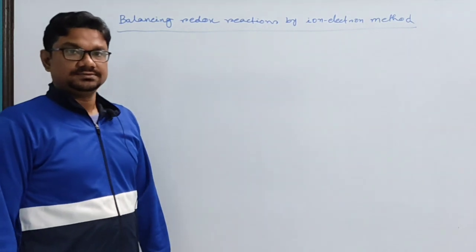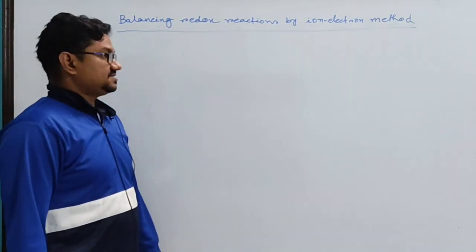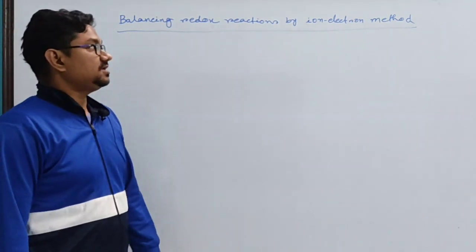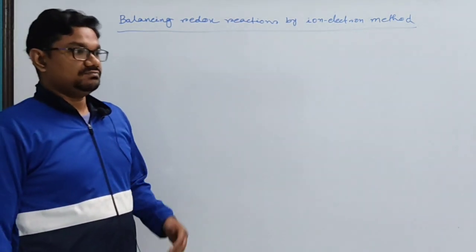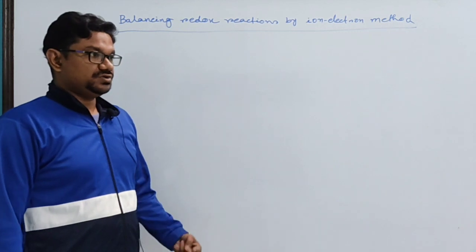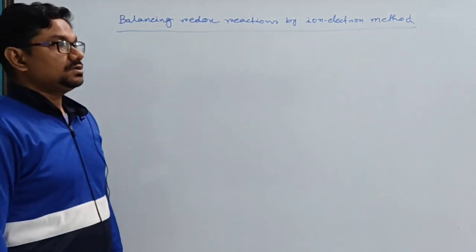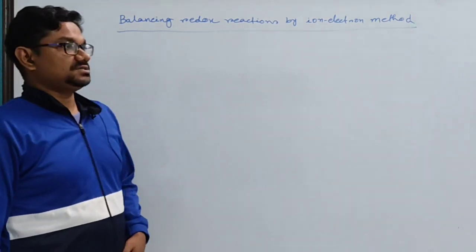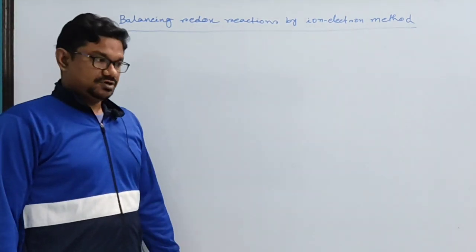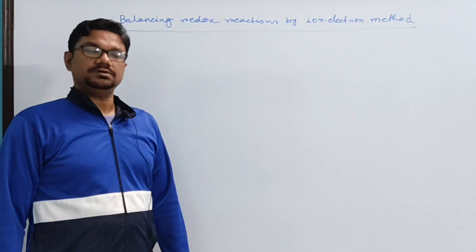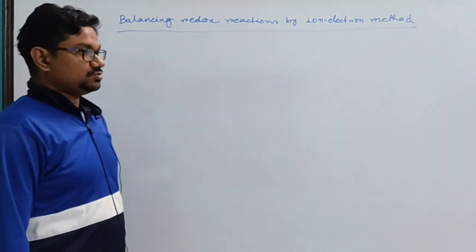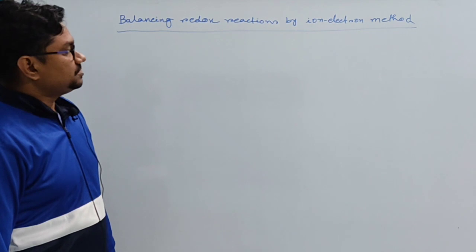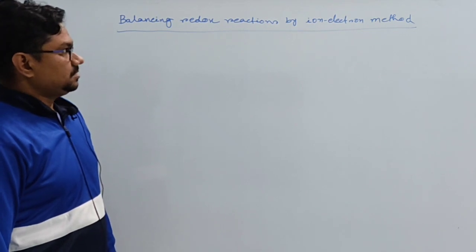Hello everyone, this is my 7th video in this topic, that is balancing redox reactions by ion-electron method. I have made 2 videos in the acid medium with KMnO4 as the oxidizing agent, but I have not made with dichromate, K2Cr2O7. So I thought maybe I should make one video with dichromate as well.